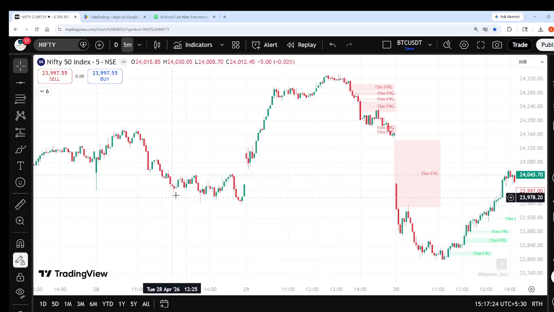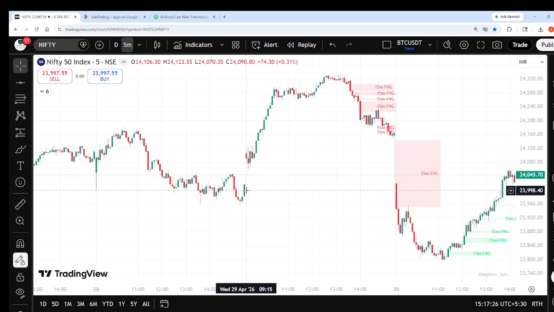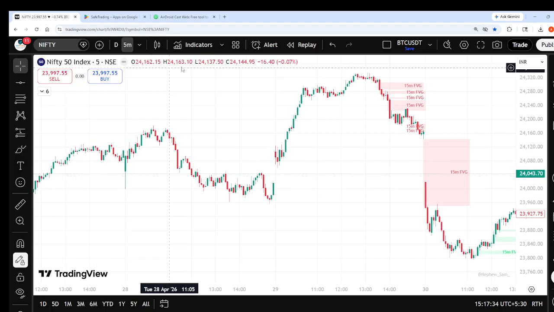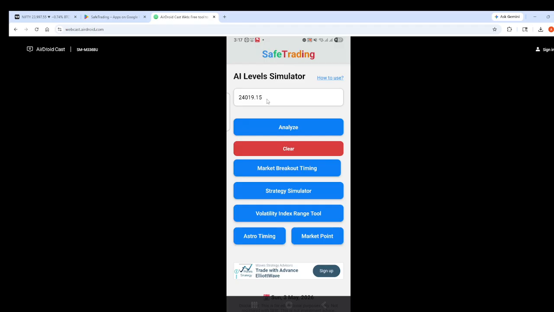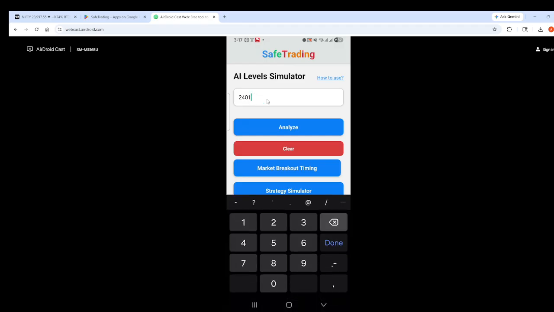Now coming back to the next day, around 29th April. Again for 29 April, what is the opening price? If you see here, at 9:15 the opening price was 24106. Again I went to the app, and I have given 24106, and I calculated the levels.